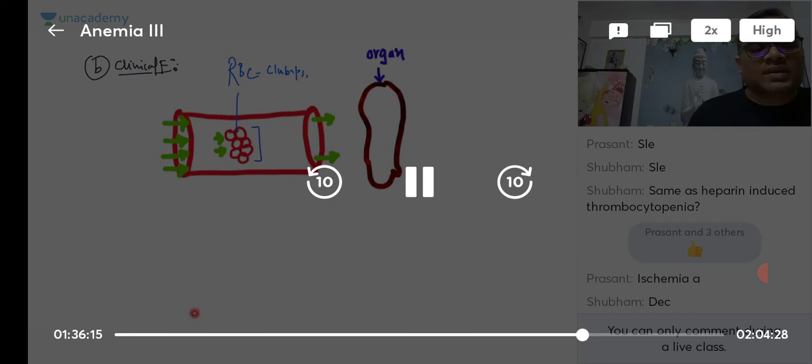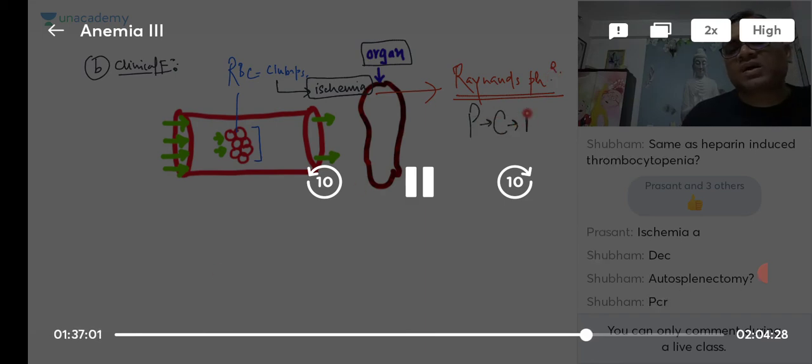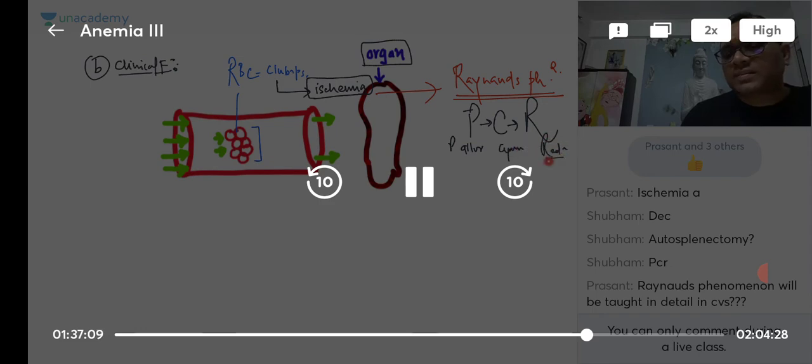what is happening? Because of these RBC clumps, we are seeing ischemic changes. Ischemia, remember, is decreased blood flow, ischemia to this distant organ. So what will happen? Because of this ischemia, the patient may develop Raynaud's phenomenon. You remember Raynaud's phenomenon? I have already told you in the immunology topic also. What is Raynaud's phenomenon? PCR. Remember that mnemonic? P for pallor, C for cyanosis, R for redness. Pallor, cyanosis, and redness.